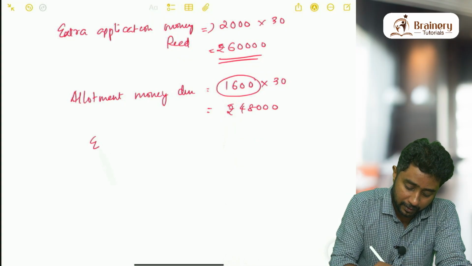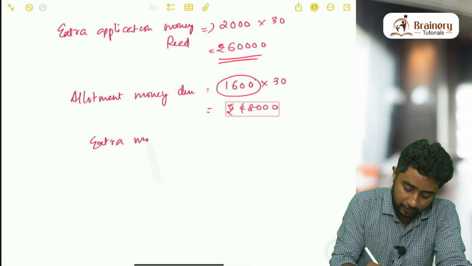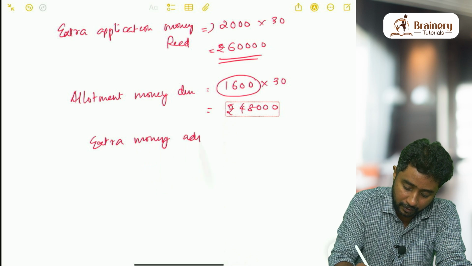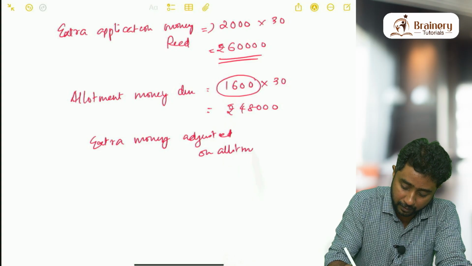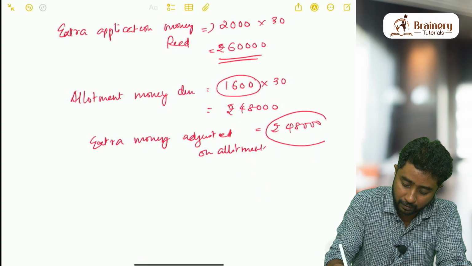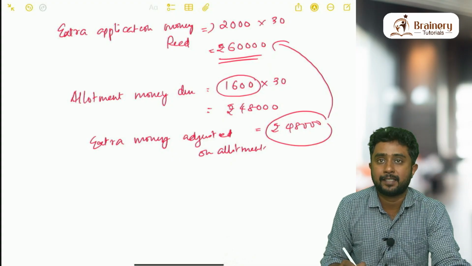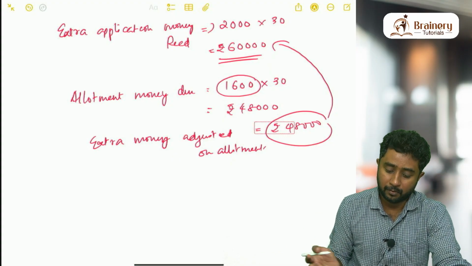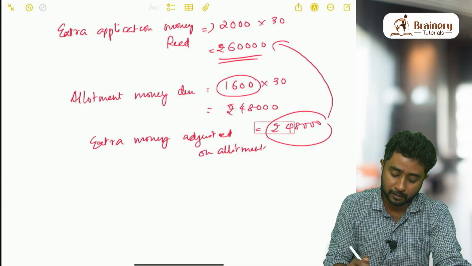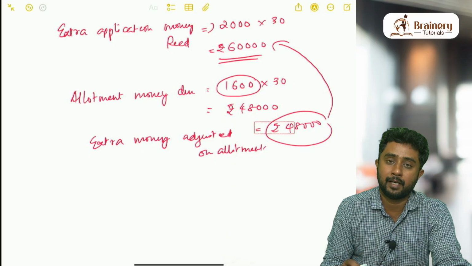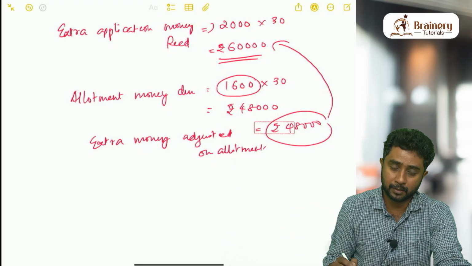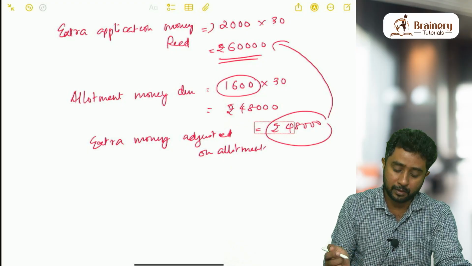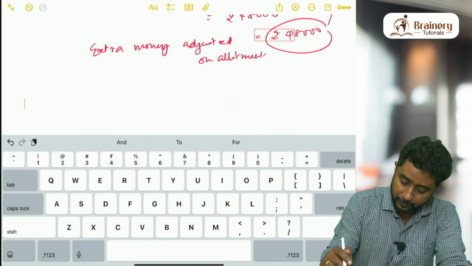So obviously the extra money adjusted on allotment is 48,000 itself, because he has already paid 60,000 extra. So the entire 48,000 can be covered using the 60,000. Now how much money is still remaining in application? Obviously 12,000 is remaining, 60,000 minus 48,000, that we can use for which installment? First call.